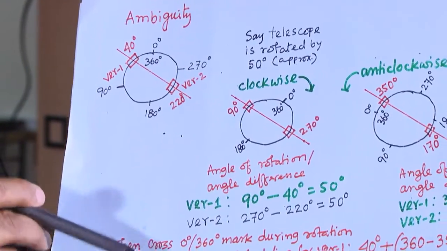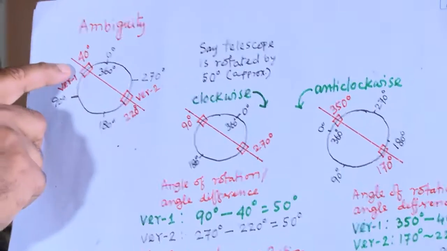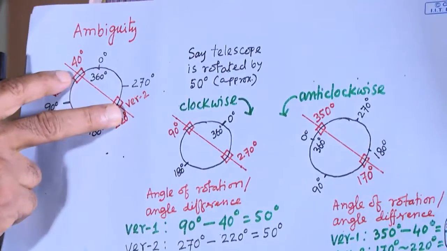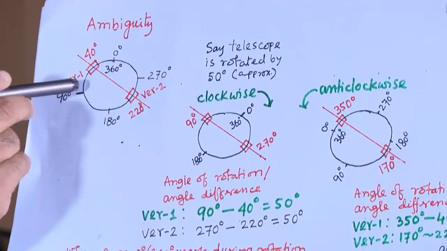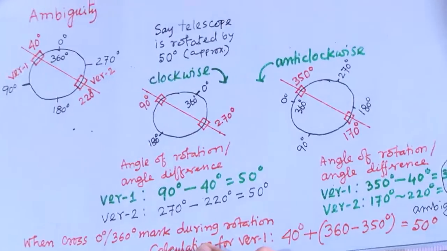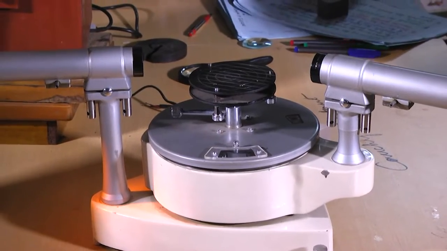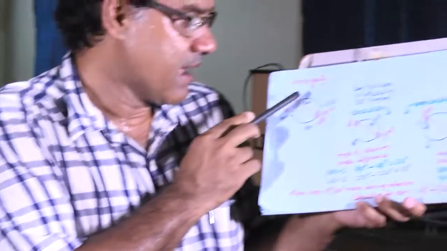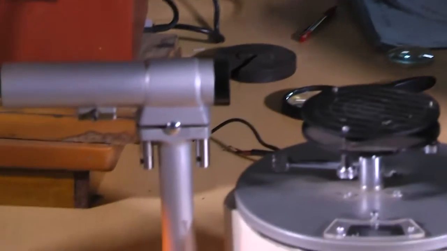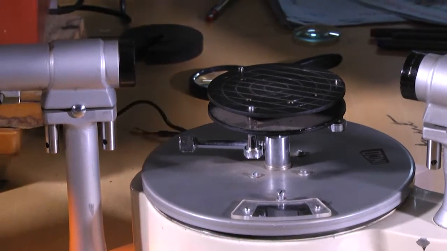Now, this is the vernier position. If this is the vernier position, one vernier reading is 40. So, something like this. One reading, say vernier 1, is 40, and vernier 2, if I see, this reading is 220°. So, this is the initial position.